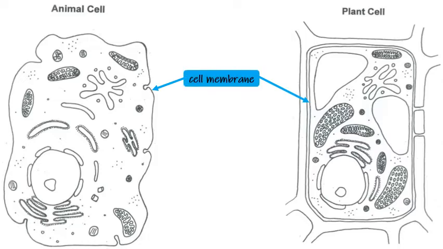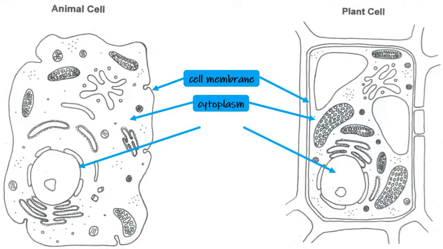Cell membrane. Perfect. What is this, guys? The inside of the cell. What do we call it? Cytoplasm. Good job. This is the brain of the cell. And this is the nucleus.